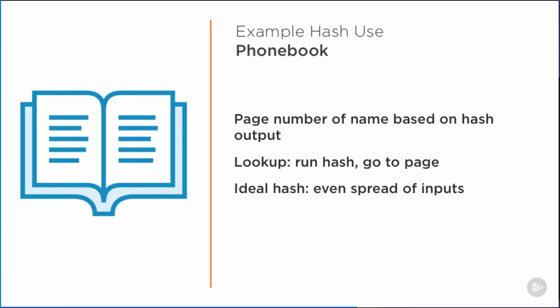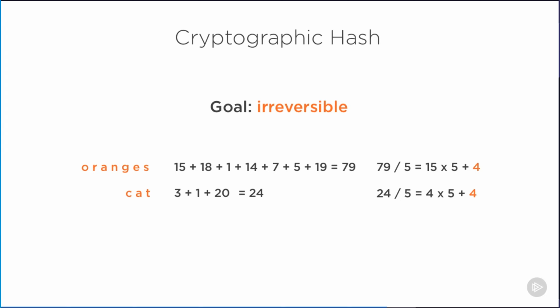A cryptographic hash function also has the goal of irreversibility. That is, given an output, it's extremely difficult to guess what input generated it. My simple hash function is terrible for this. It's easy to find a word such as oranges that also maps to 4, the same as cat.